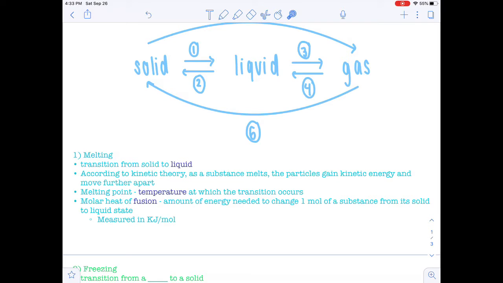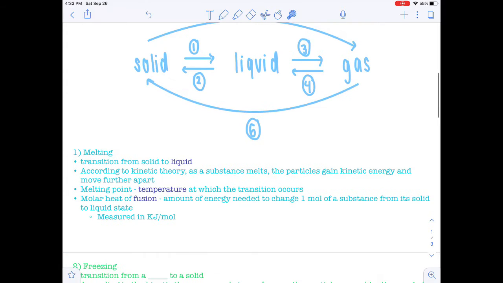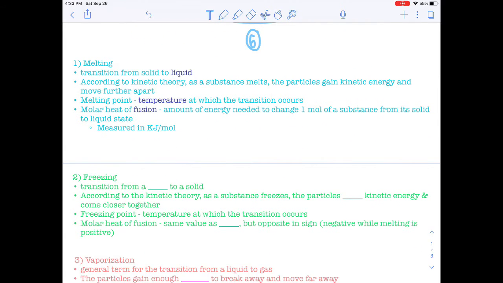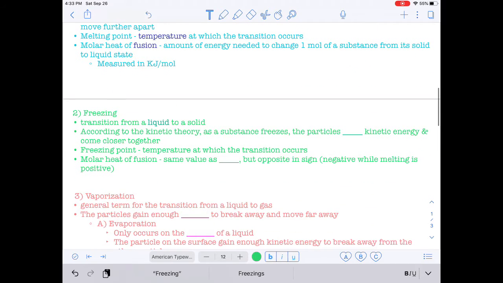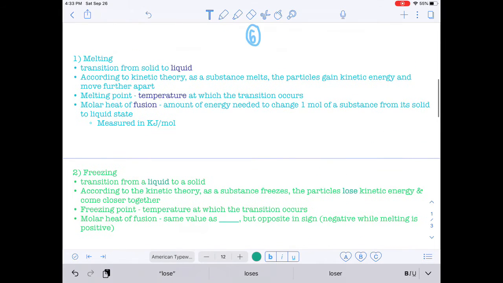And the next one I think we've all heard of too, which is freezing. So that's liquid to solid, the transition from a liquid to solid. And then looking at the definition again through kinetic theory, it says as a substance freezes, the particles lose kinetic energy and they come closer together, right? So sort of the opposite of what we just saw with melting, where we're gaining energy and moving further apart. For freezing, we're losing energy and moving closer together.